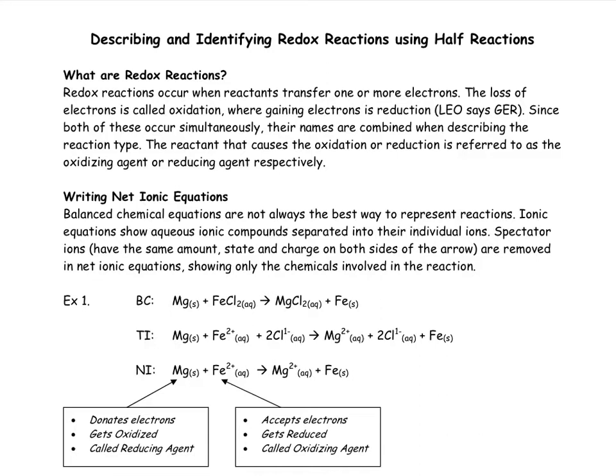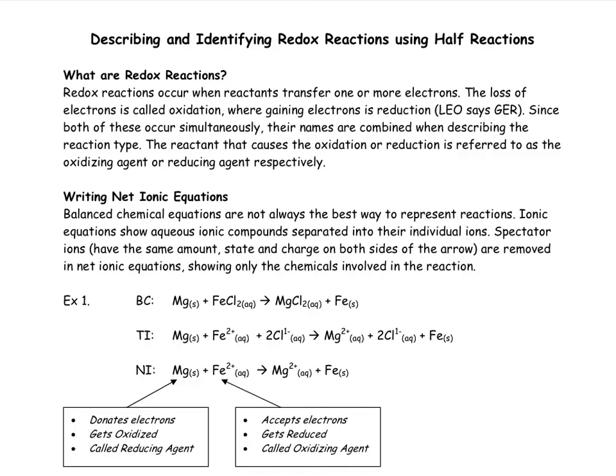Since both of these occur simultaneously, their names are combined when describing the reaction type. Hence the name redox reaction. The reactant that causes the oxidation or reduction is referred to as the oxidizing agent or reducing agent, respectively.